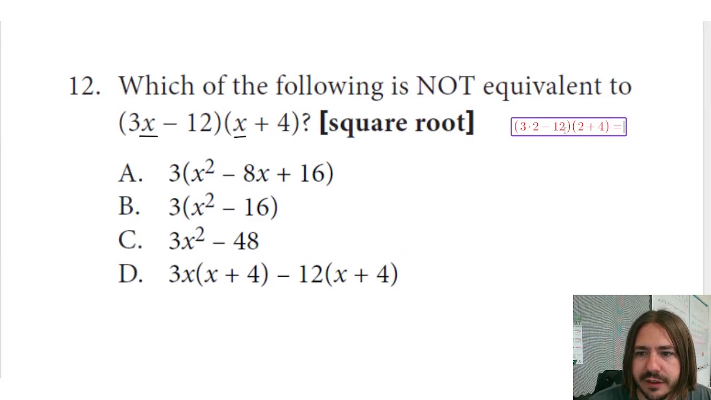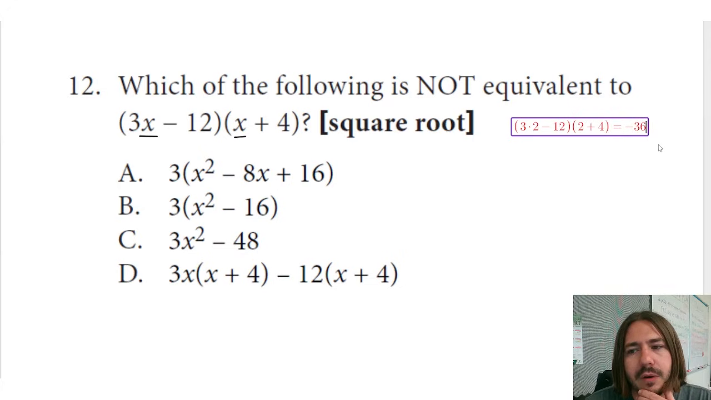2 times 3 is 6. 6 minus 12 would be negative 6 times 6. I get negative 36, right? So one way I can check whether or not these are going to give me the same answer is just plugging in that same x value that you choose. Pick a small, easy to work with number, and see if I get the same thing. So if I plug in 2 here, and I plug in 2 here, I can make a quick little check to see whether or not these are equivalent or not.